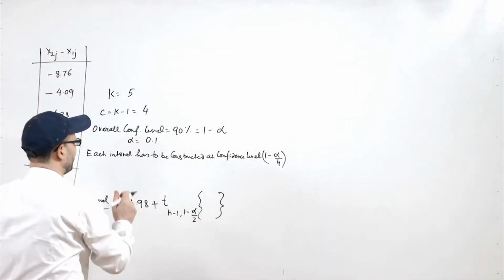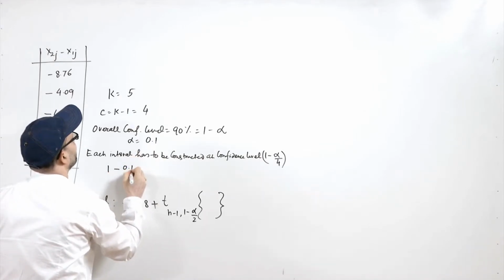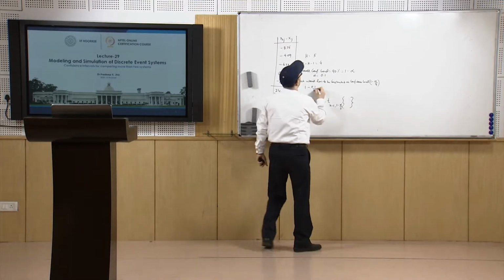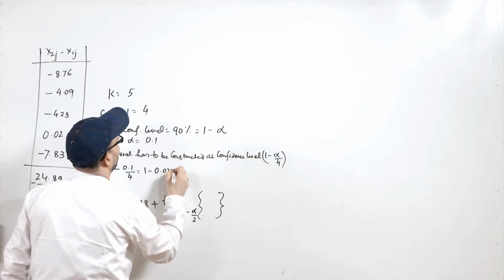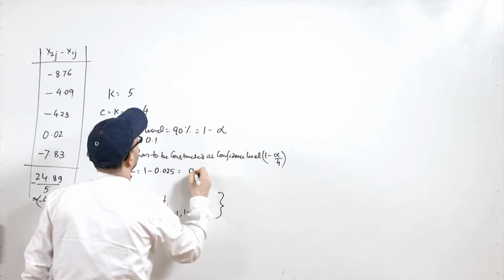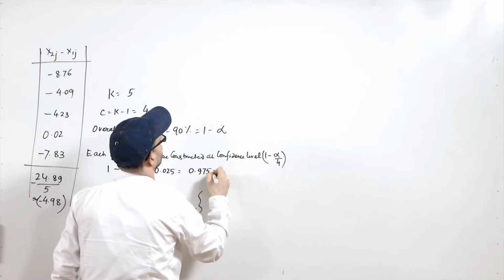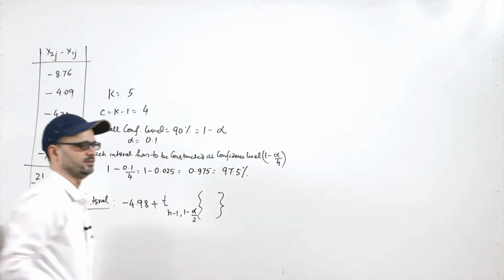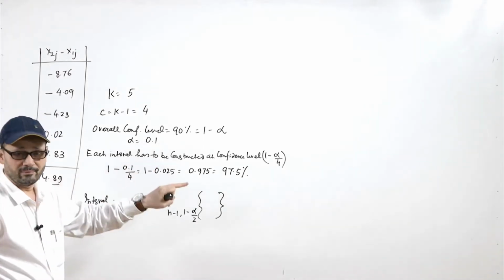So, in this case it will be 1 minus 0.1 by 4. So, it will become 1 minus 0.025, and that becomes 0.975. So, it becomes 97.5% confidence level. This is for the individual level.